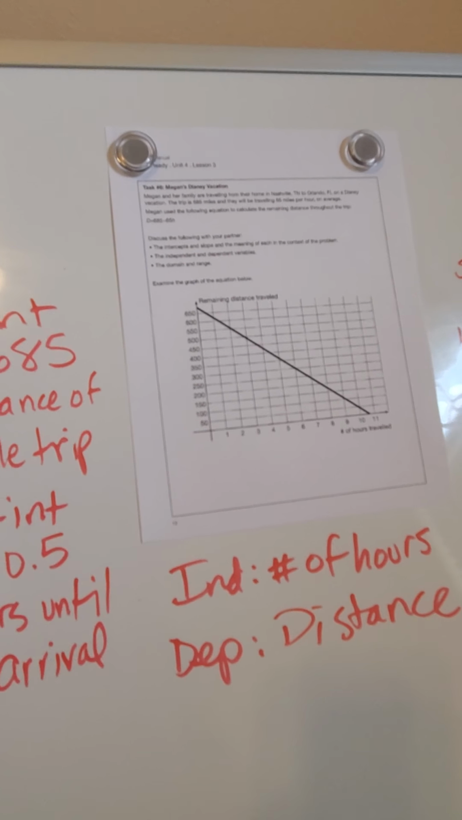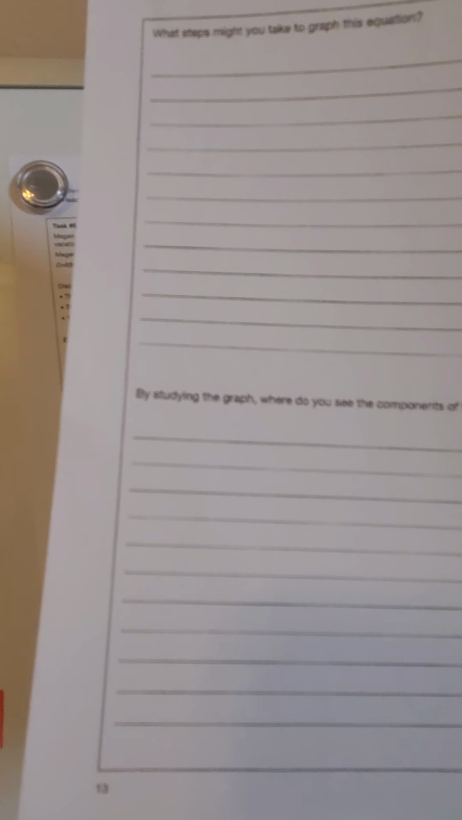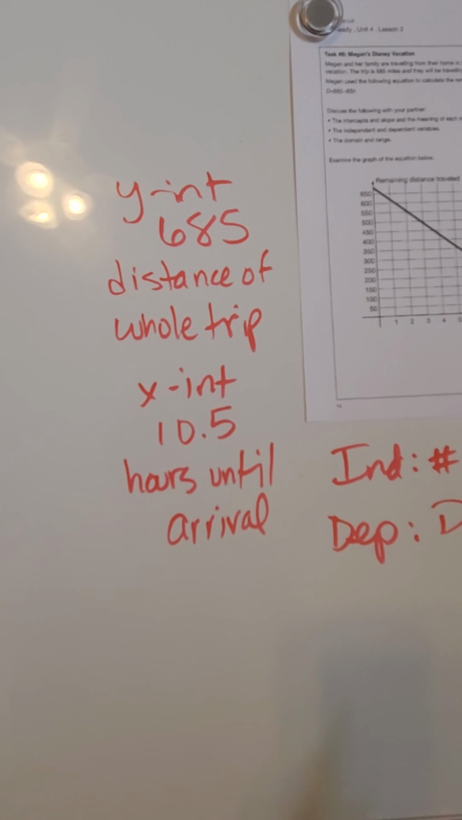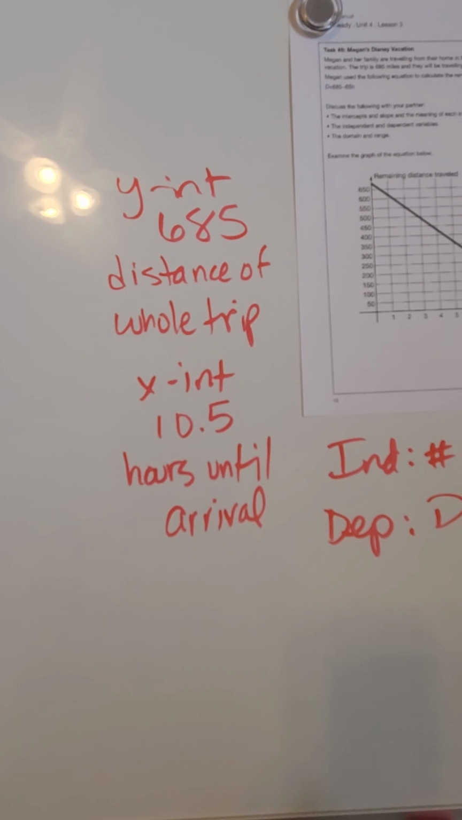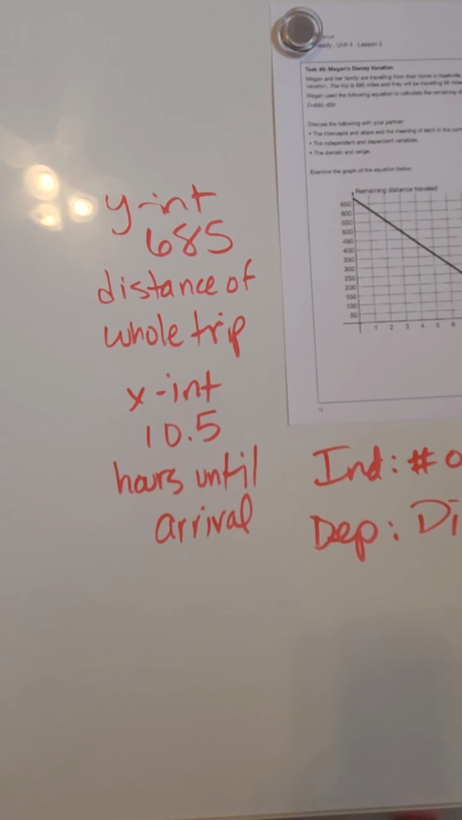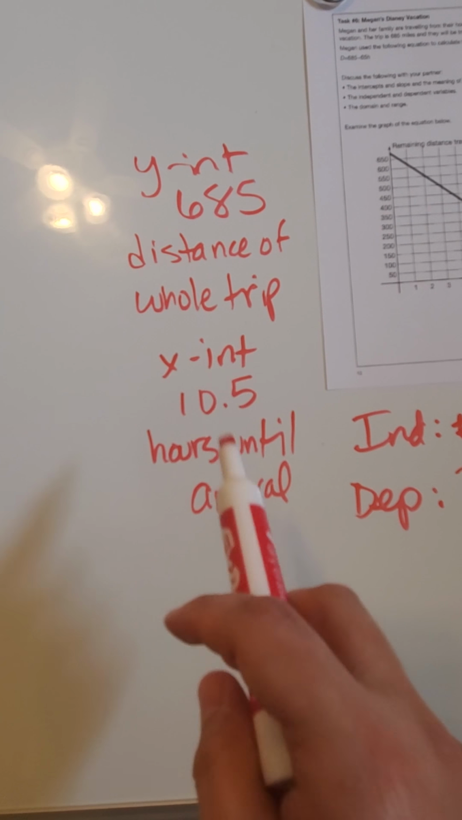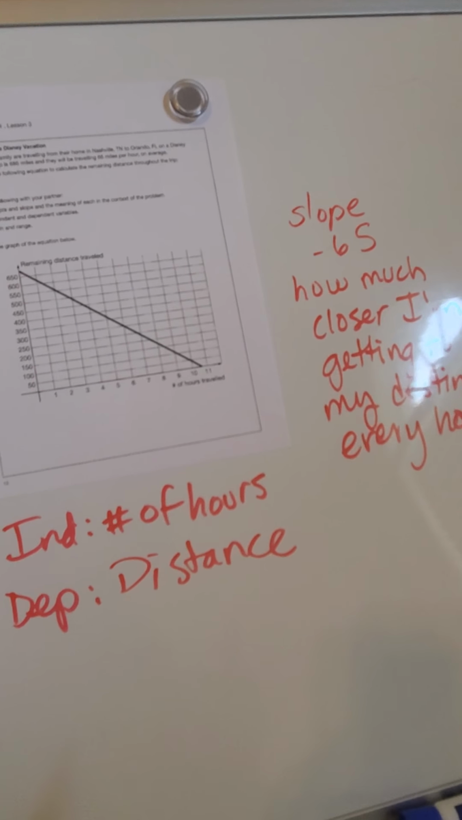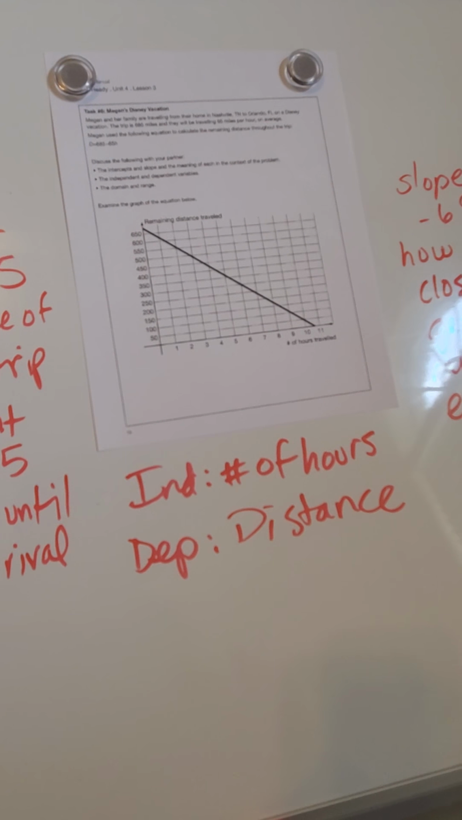Also on the next page, at the bottom it says, by studying the graph, where do you see the components of the graph mentioned above? You can just reference all this here. Y-intercept 685, it's where it crosses the y-axis. X-intercept 10.5, it's where it crosses the x-axis. Slope is how far down and over it's going each time, and so on. So you get the idea on that.